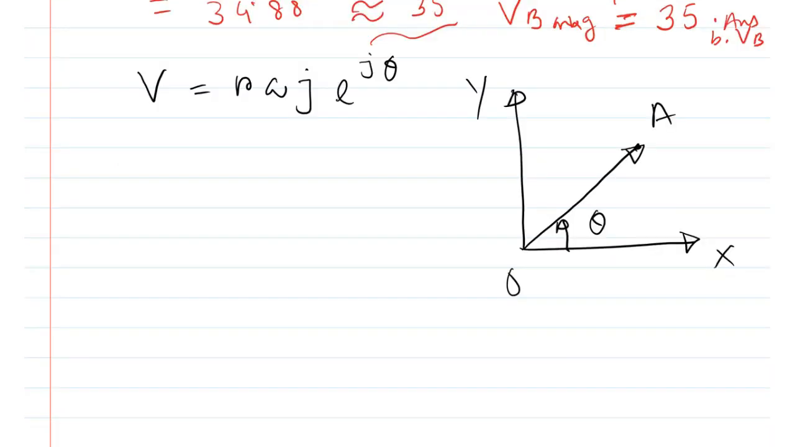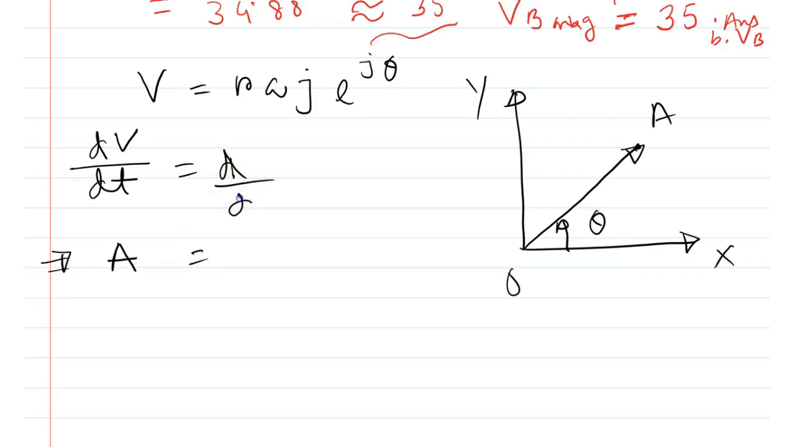Just a few minutes ago we found this expression for linear velocity in polar form. Once again, if we differentiate this linear velocity with respect to time, we'll get linear acceleration. When we differentiate this part, we'll get d/dt of (r omega j e^(j theta)). Now in these parentheses you can see that r and j are constant with respect to time. However, omega and theta are two variables which vary with time.